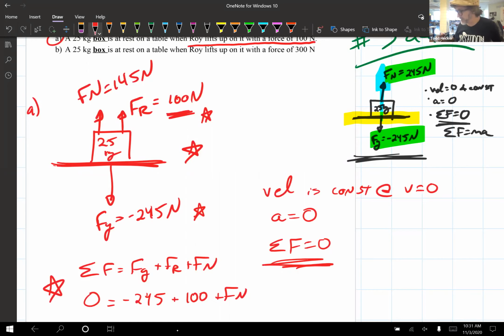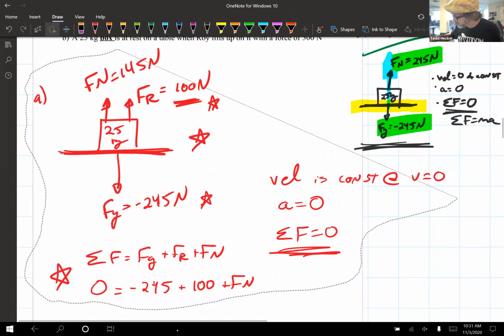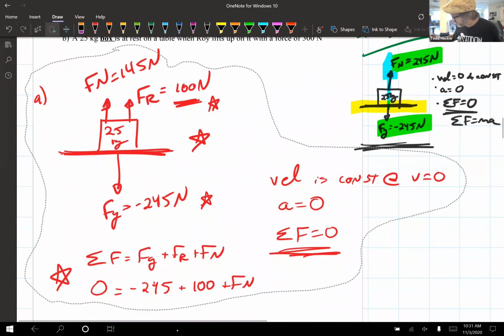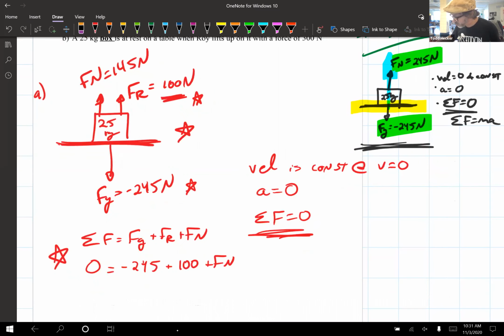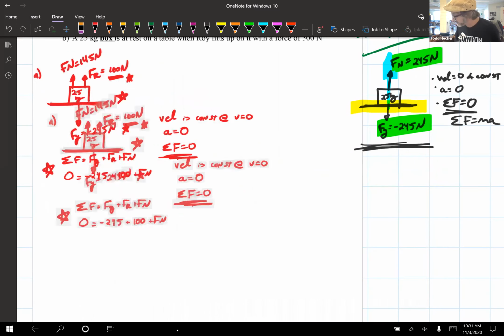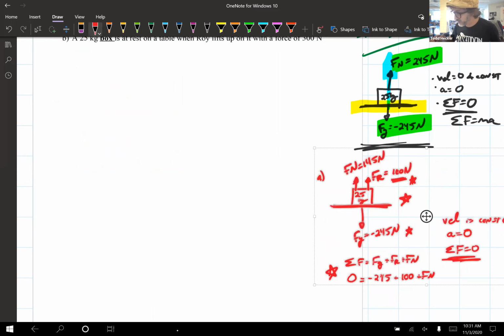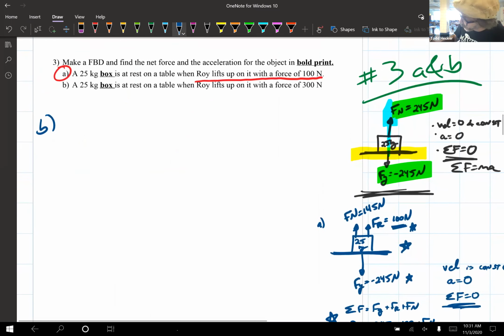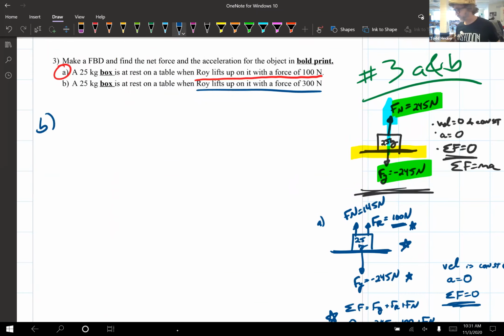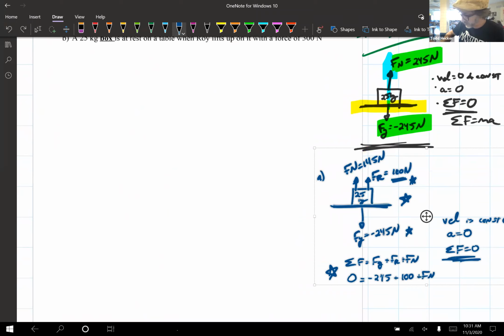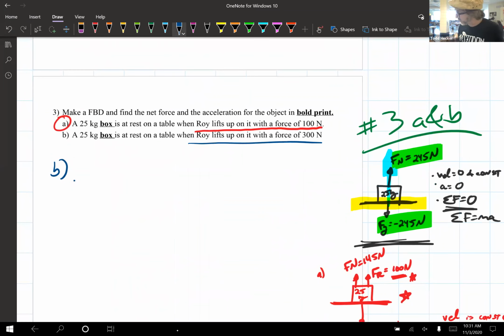Okay, let's do part B now. All right, so I'm going to once again move this thing out of my way. All right, so now in part B, the only difference with part B is that Roy is now exerting 300 newtons. Oh, shoot, I changed the color of my previous one. All right, the only difference with part B is that Roy's force is now 300 newtons.